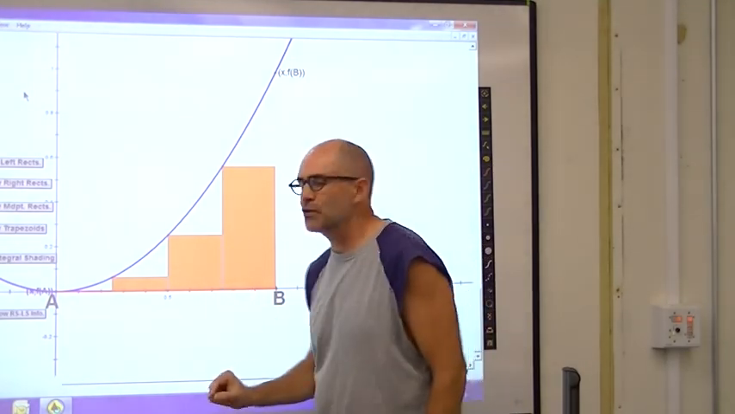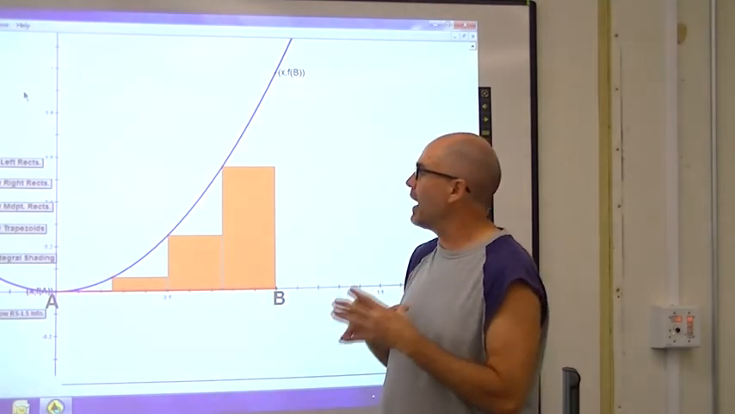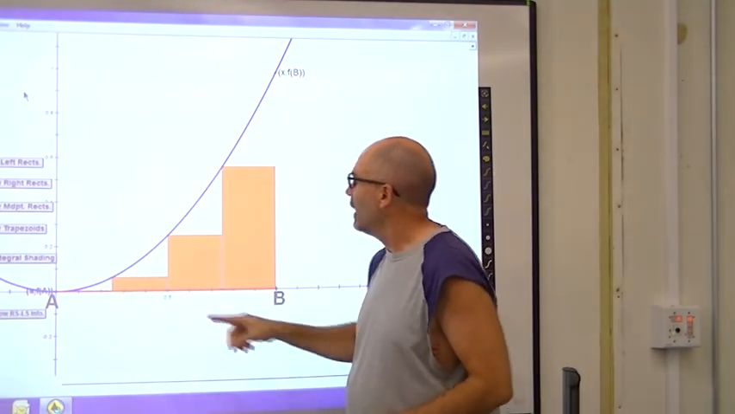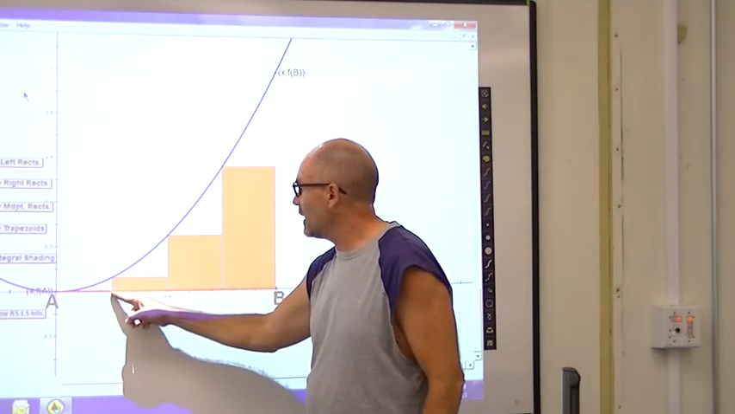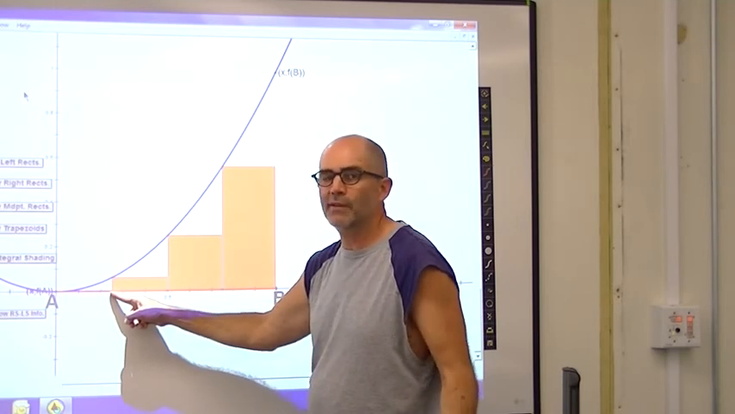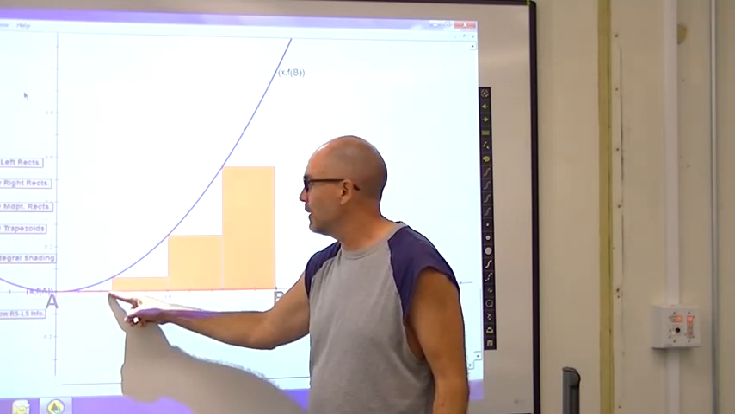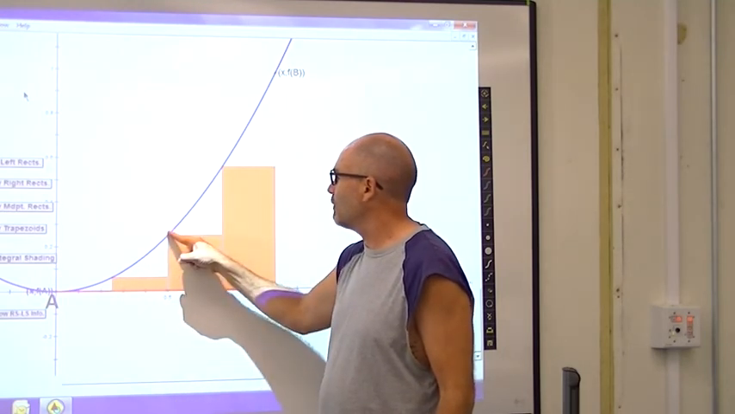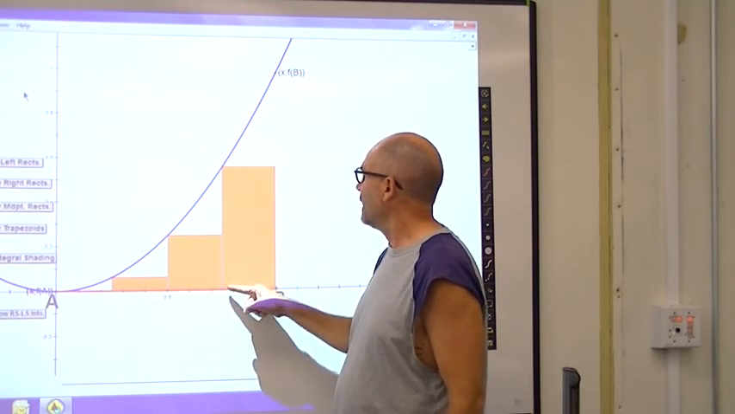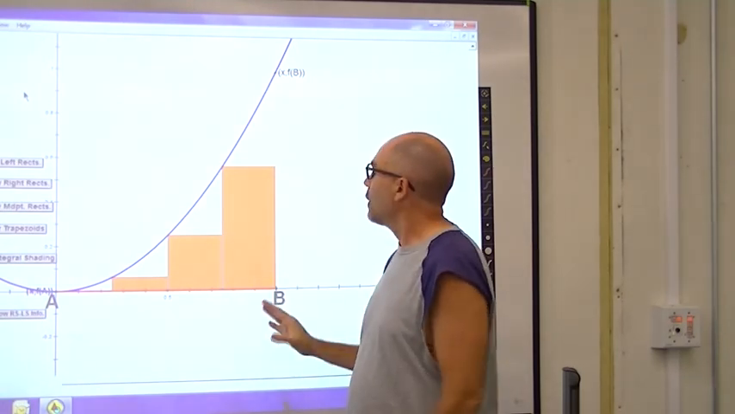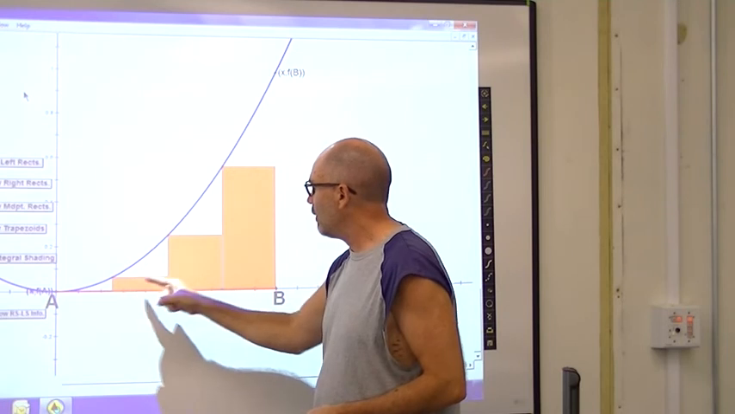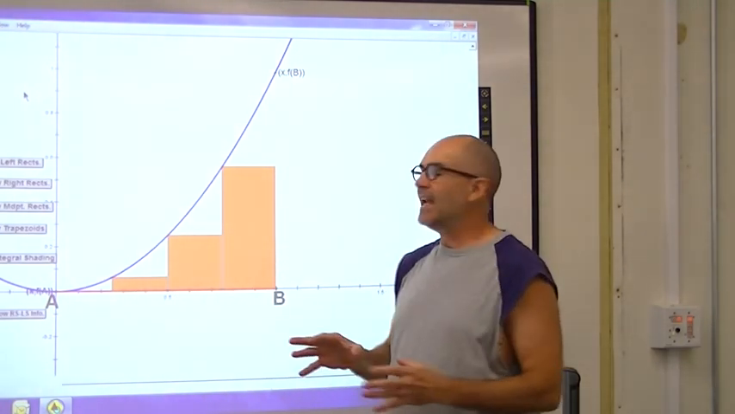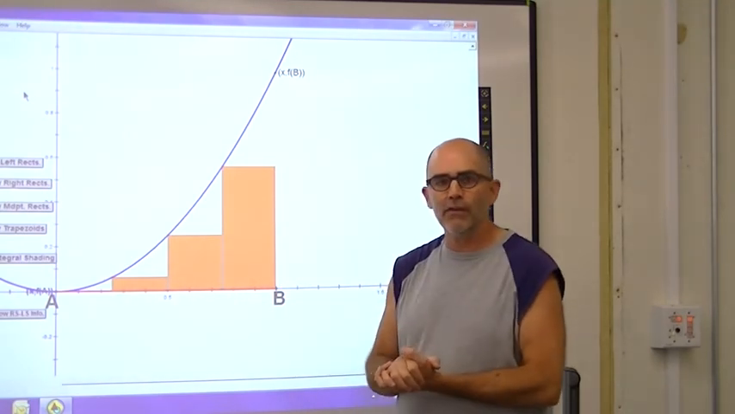Now the height of each rectangle is going to be determined by the function itself. Since this curve is y equals x squared, then how high is it right here at x equals 1/4? Well, it's 1/4 squared, which is 1/16. And at 1/2, it's 1/2 squared, so it's 1/4 high. And at 3/4, it's 9/16 high. So I can calculate the area of these 3 rectangles and add them up. And then I'll have an estimate of the area under the curve.